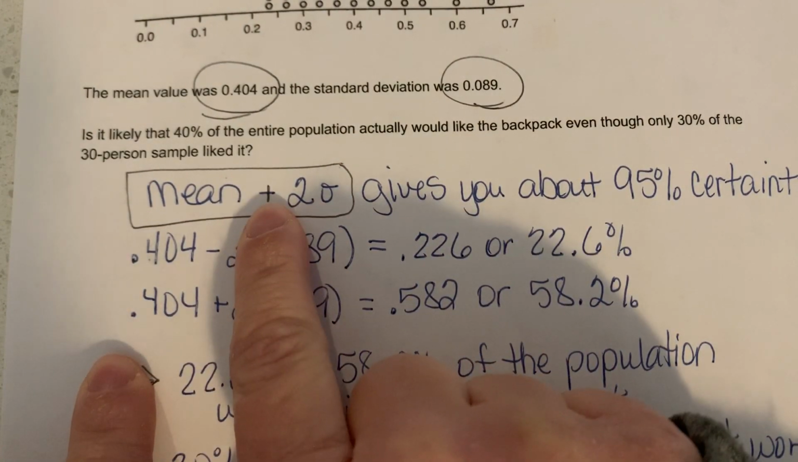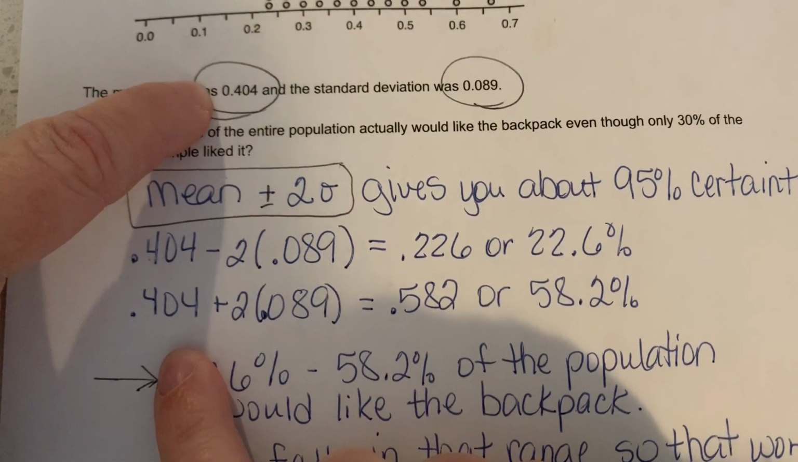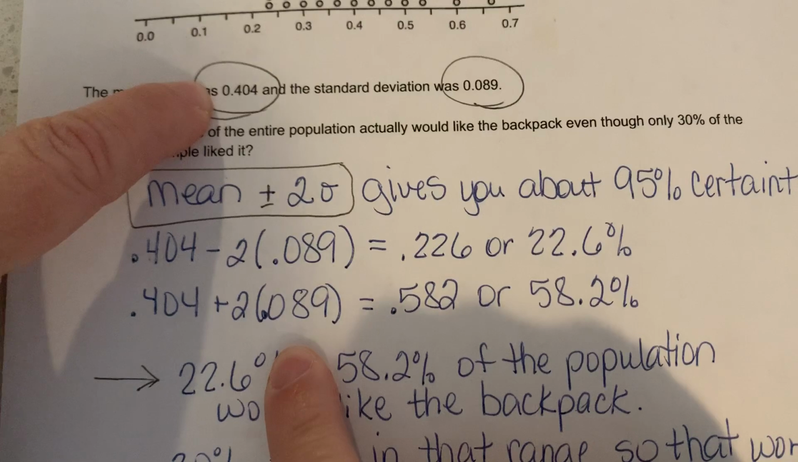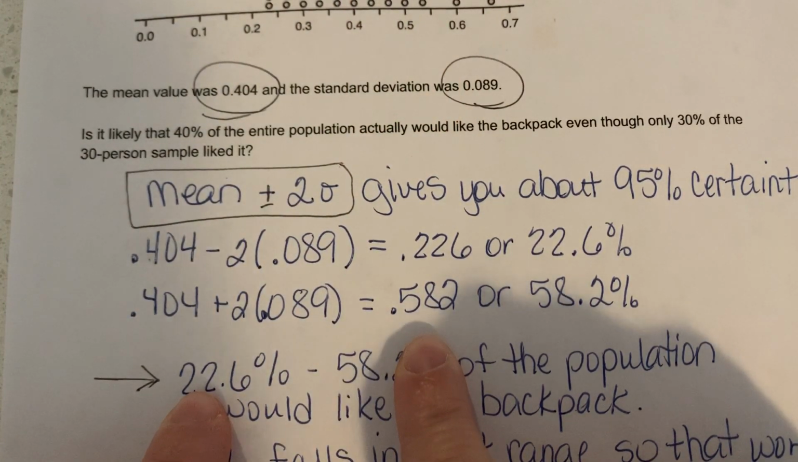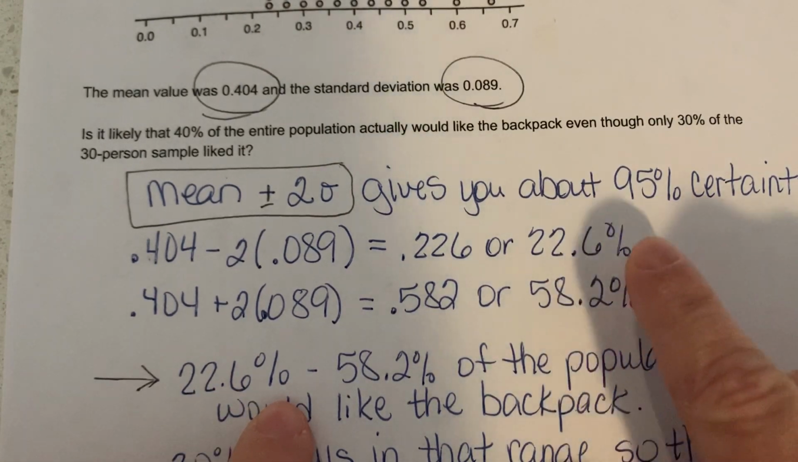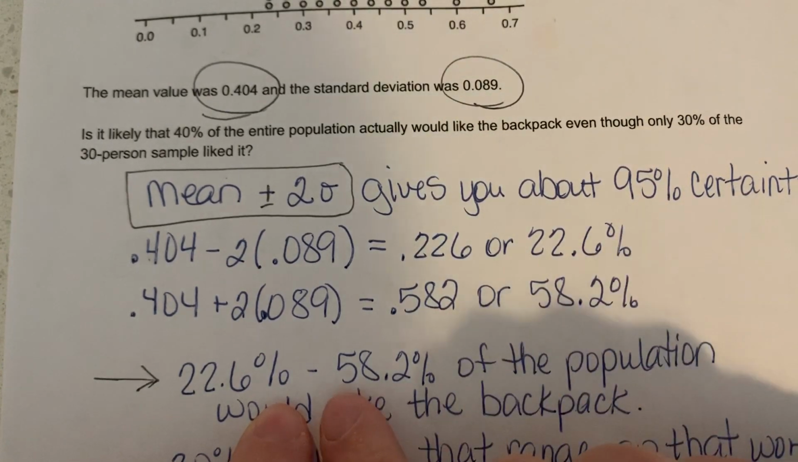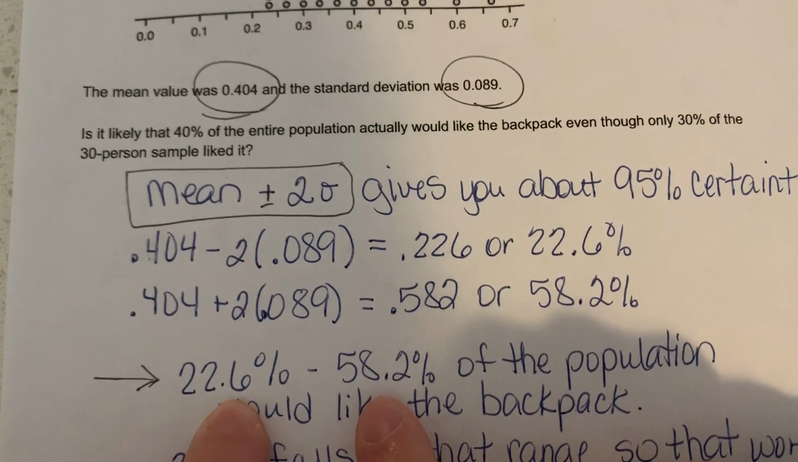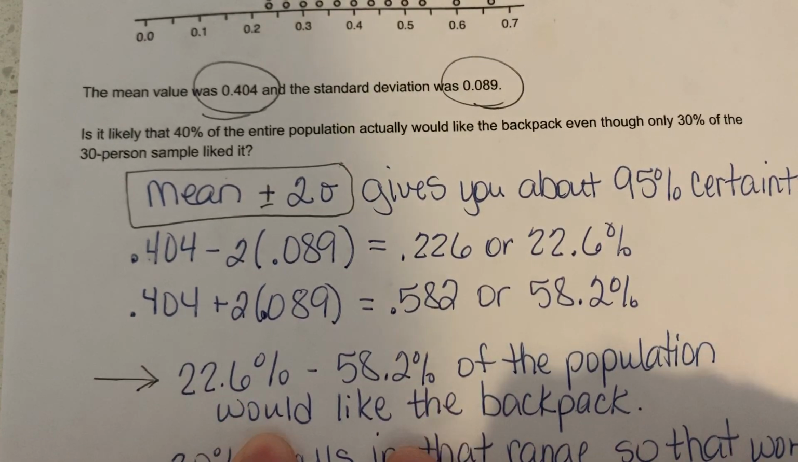Then we do the plus part, the high end. We take 0.404, the mean, plus 2 times the standard deviation, 0.089, and we get 0.582, or 58.2%. What that means is we can say with a 95% confidence interval that 22.6 to 58.2% of the population is very likely to like the backpack.